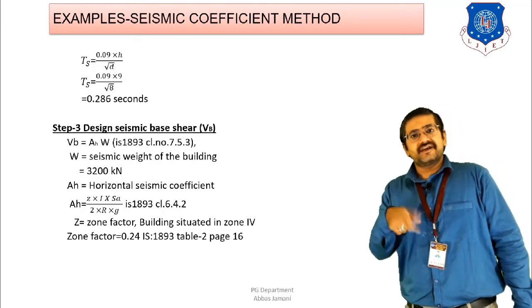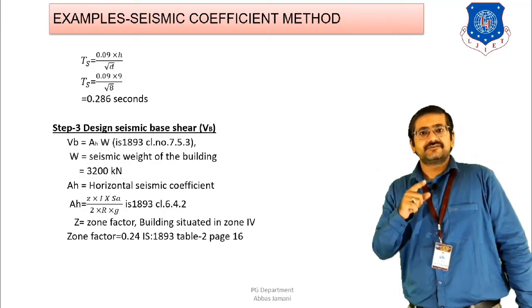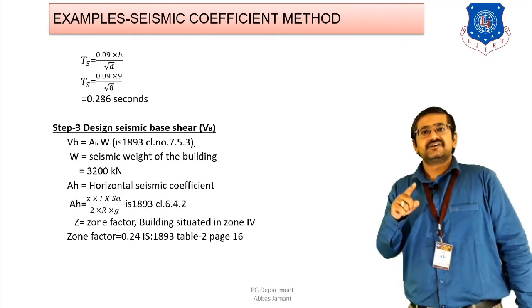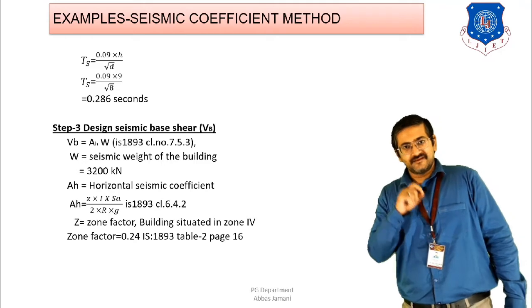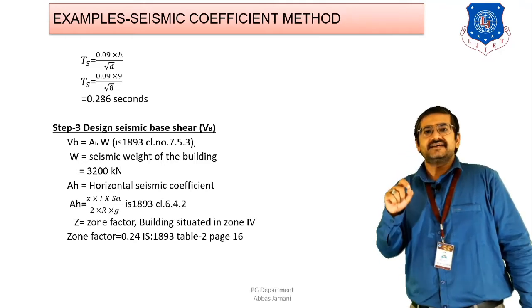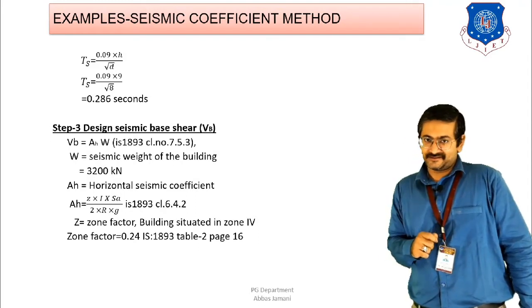So now again we go back to the clauses of IS 1893-2016. We know that for the horizontal acceleration coefficient, the value is given as AH is equal to Z I SA by 2RG, where Z is the zone factor, I is the importance factor, SA by G is the response coefficient, and R is the response reduction factor, right?